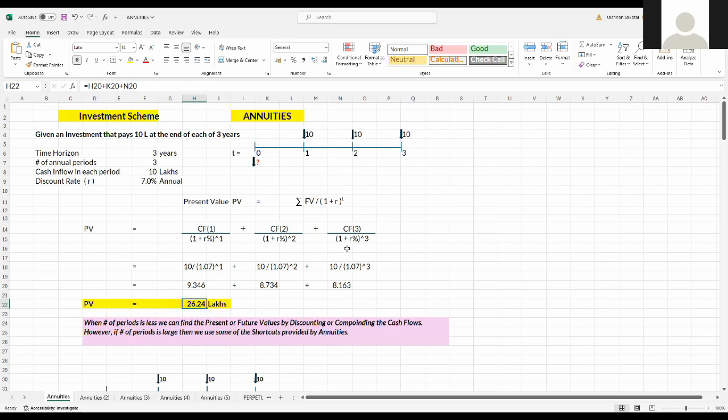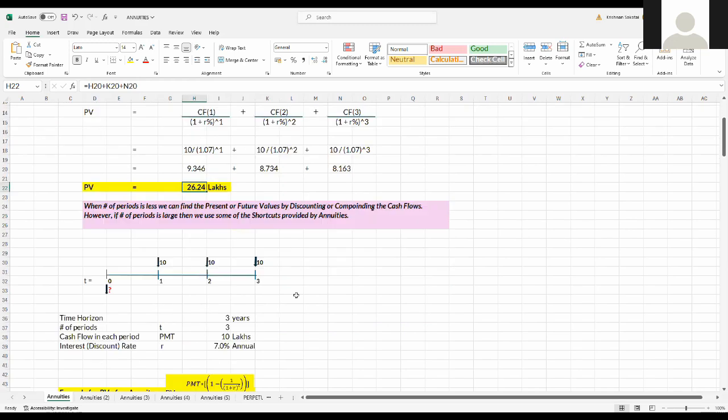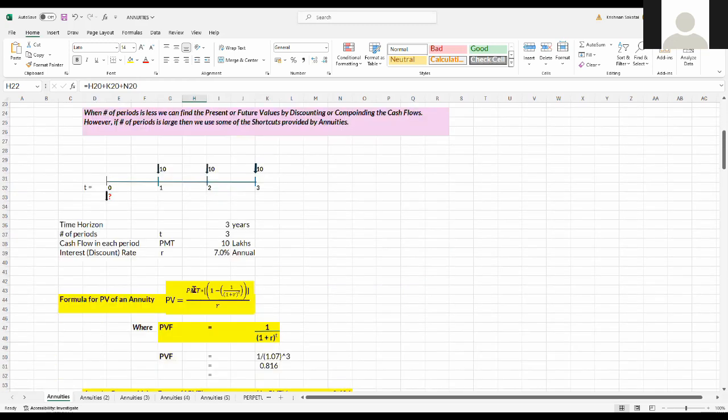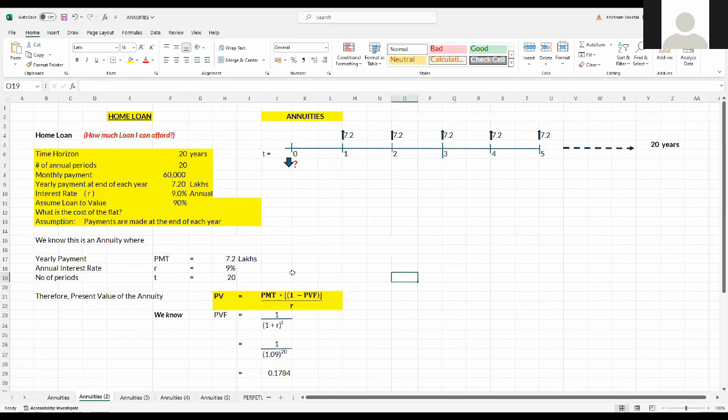So on all future problems we can just apply this formula and we will get our results. Let us take another example, which is a home loan. What we need to find out is how much of a home loan I can afford. I have a 20-year home loan, so there are 20 yearly periods. I can make a payment of 60,000 rupees per month. That works out to 7.2 lakhs per year.